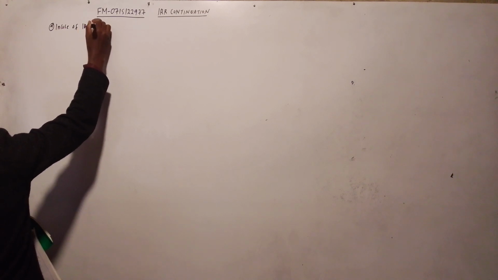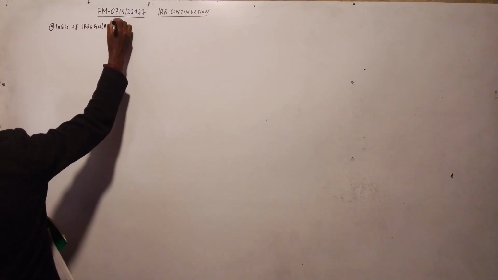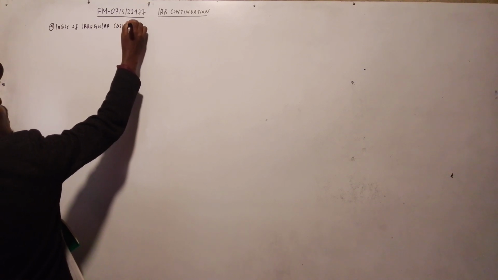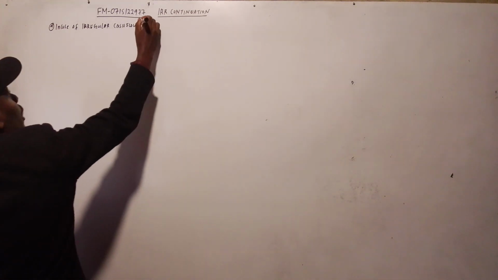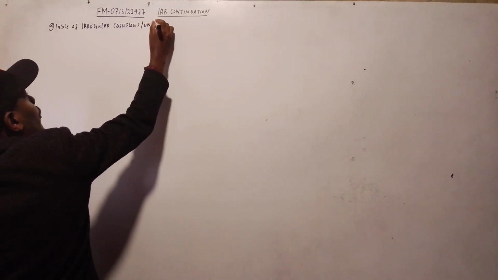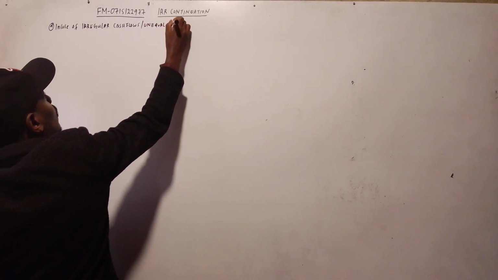So let us continue with IRR. We did the first one, in the case of annuity. So in the case of irregular cash flows, or unequal cash flows, we did it in our previous class. So that one I'm going to ignore.